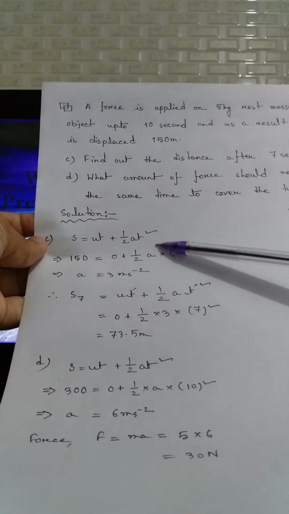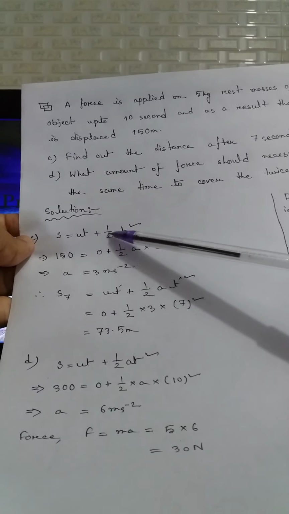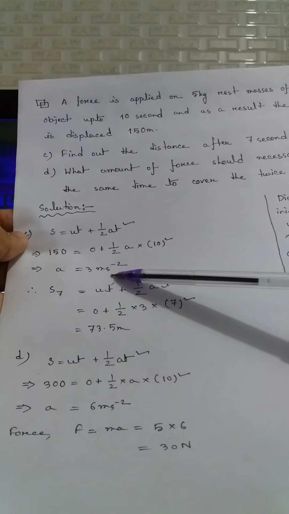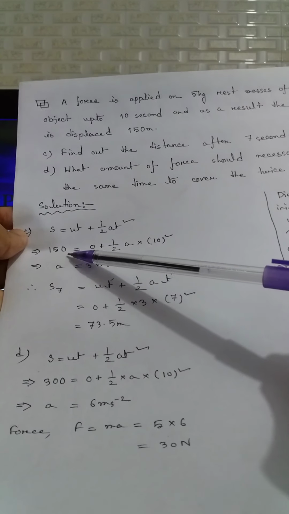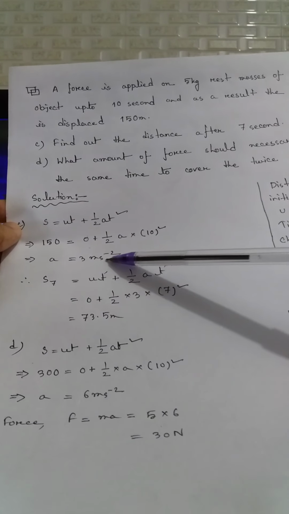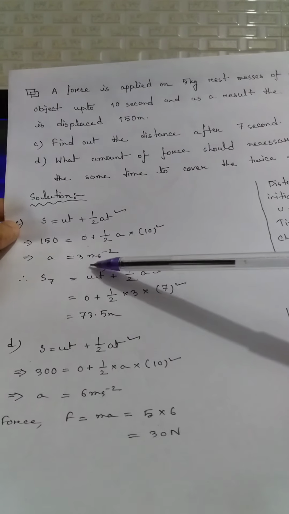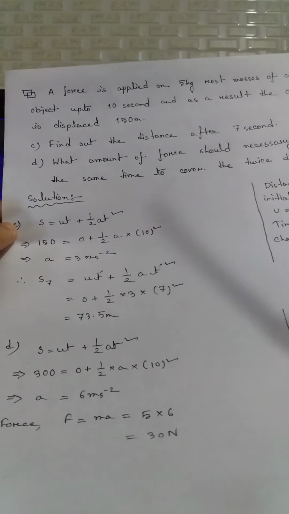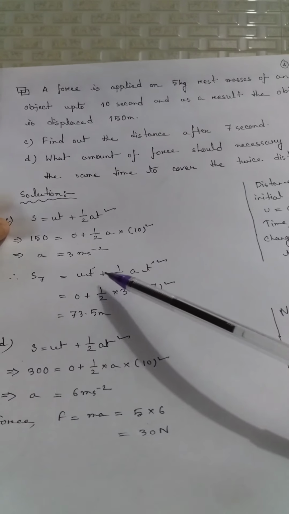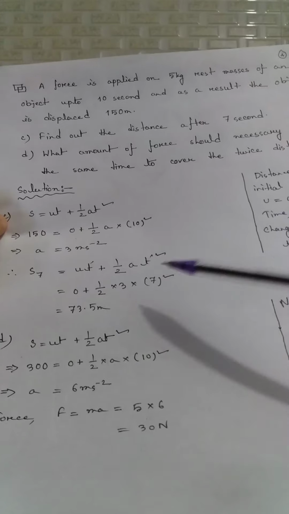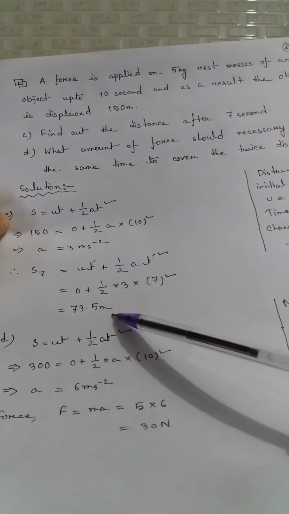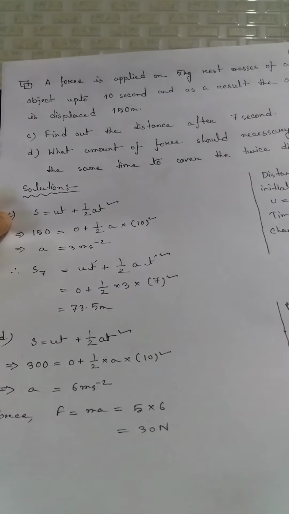Then just applying this equation, we will get the value of acceleration for covering 150 meter distance within 10 seconds. What will be the acceleration? 3 meter per second square. And using this acceleration, we will calculate the value of distance for 7 second time. So for 7 second time, what will be the distance? Using the value of acceleration, we will get the value 73.5 meter.